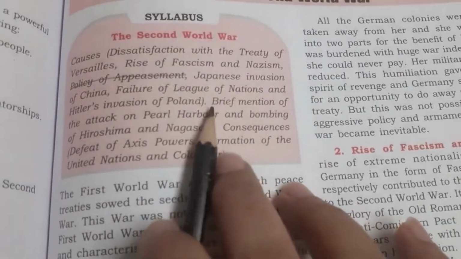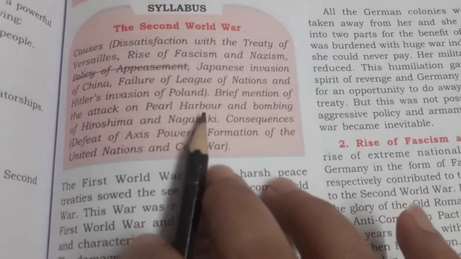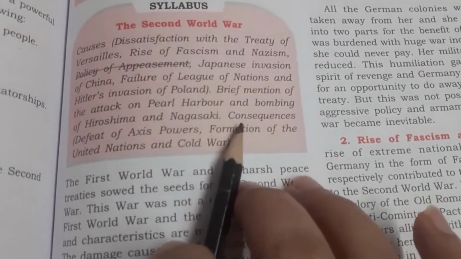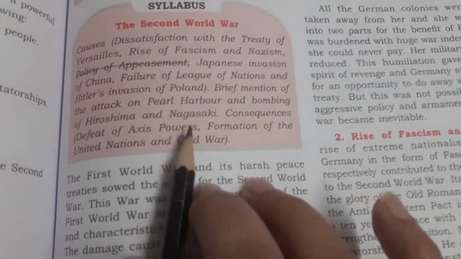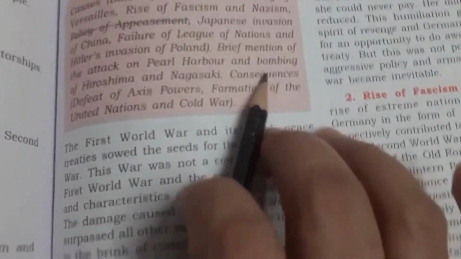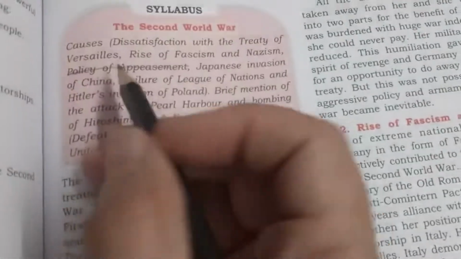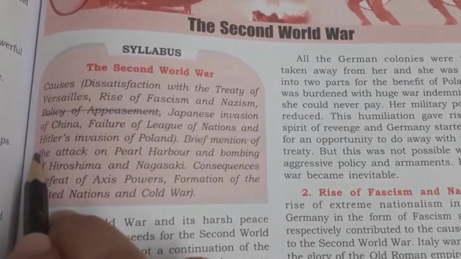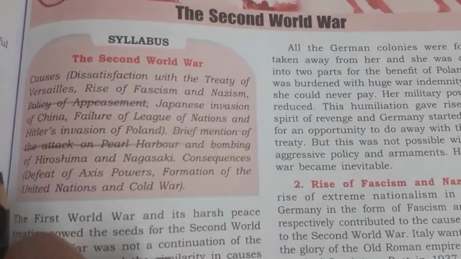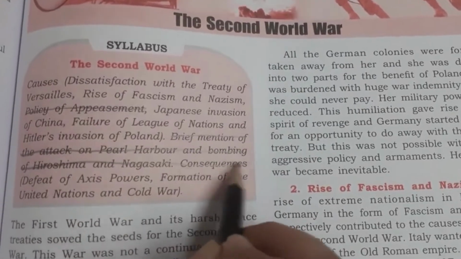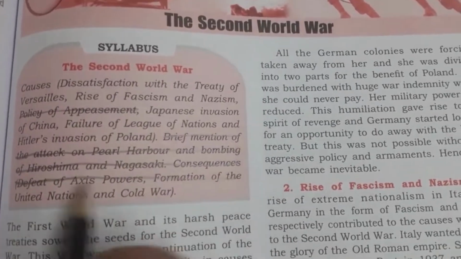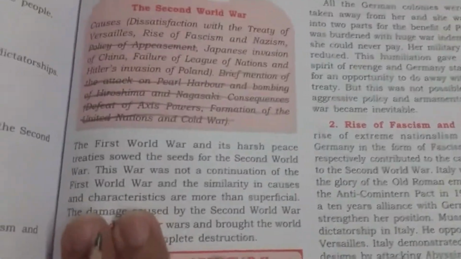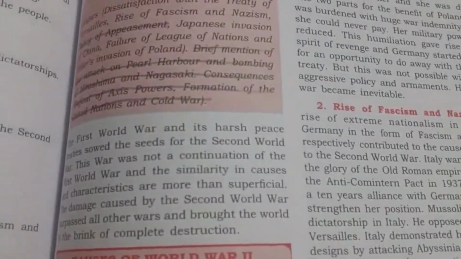Then you do not have to do brief mention of attack on Pearl Harbor and bombing of Hiroshima and Nagasaki. And also you do not have to do the consequences. So half of the chapter is cancelled. So do not bother to worry about it. Brief mention of the attack on Pearl Harbor, bombing of Hiroshima and Nagasaki, consequences, they are all cancelled. So let's get started with our page by page discussion.